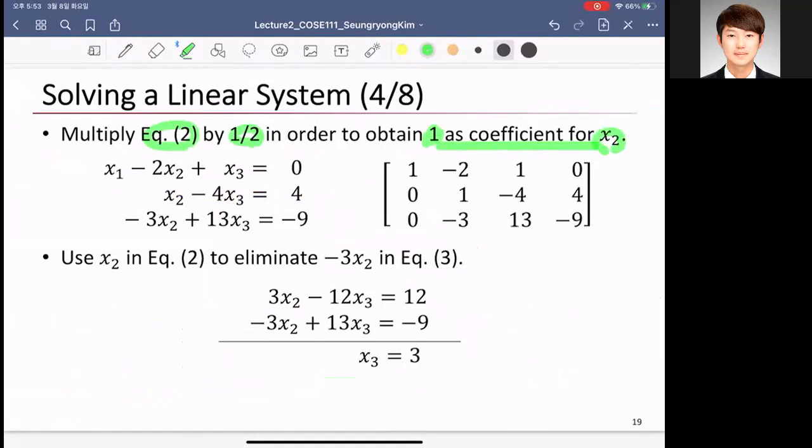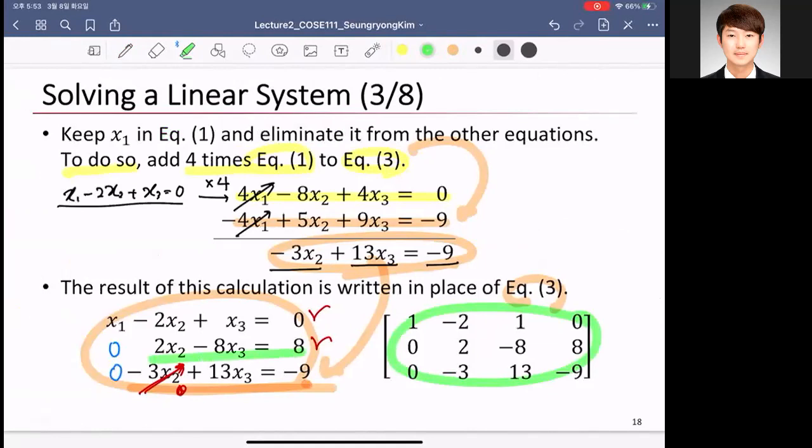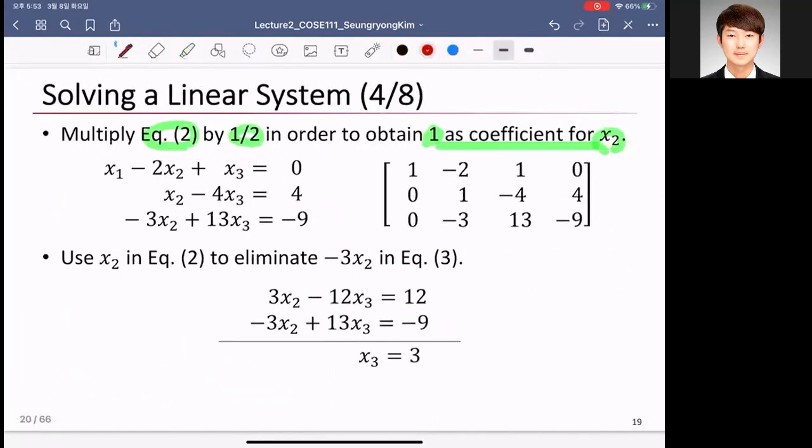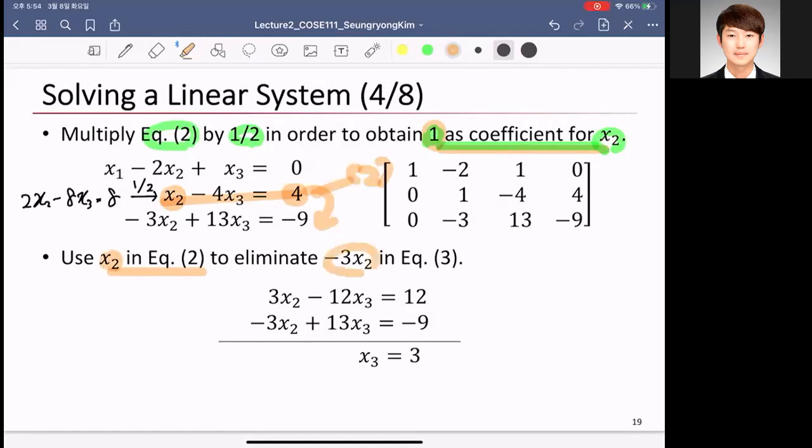So, let me write it here: 2x2 minus 8x3 is equal to 8. If we just multiply by 1/2, then we achieve the new equation x2 minus 4x3 is equal to 4, to obtain 1 as a coefficient for x2 here. Right? To make this one 1. And then we use this to erase this one. Right? And then use x2 in equation 2 to eliminate 3x2 in equation 3.